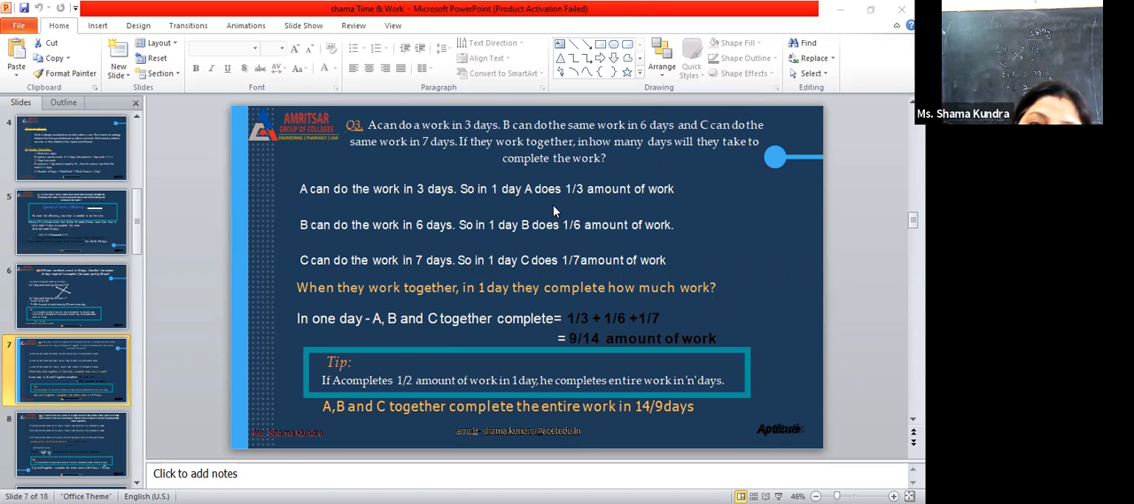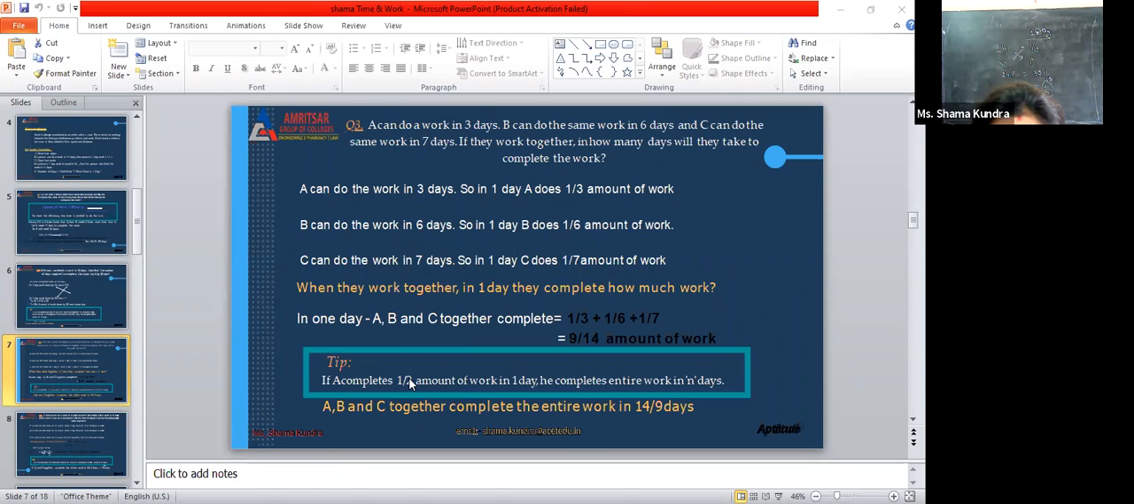Here, A can do the work in 3 days. We have to use simply the tip. If A completes 1 by n amount of work in 1 day, he completes the entire work in n days. Here it is n. Here it is n. Now, how to solve these kinds of sums? Always remember, in most of the sums related to time and work, pipes and cistern, you will need to find 1 day work. And then you can proceed from here. Let us see how to do that.